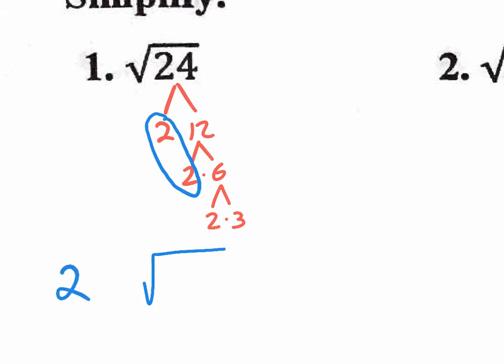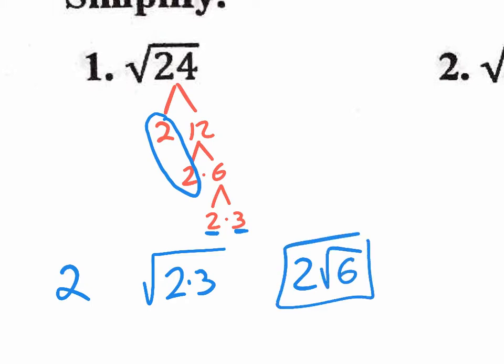Now, does this 2 pair up with anything? No. Does that 3 pair up with anything? No. So I really have a 2 times 3 on the inside. So my final answer will be 2 square root of 6. That's my final answer. Now, that's the factoring method, the factor tree method.